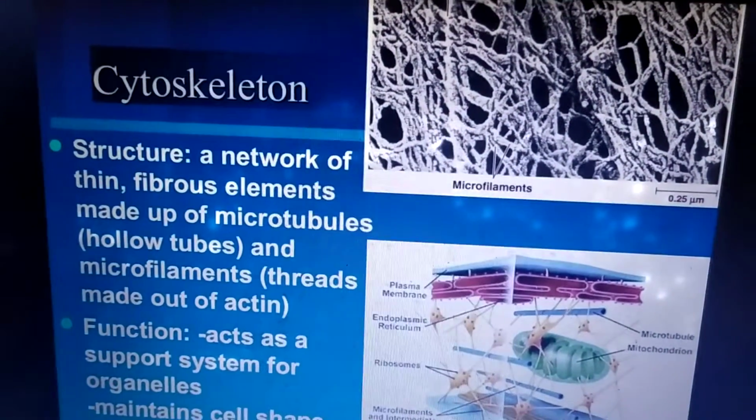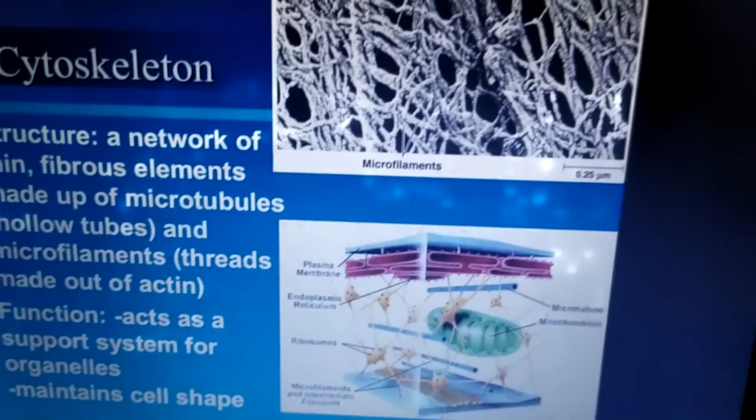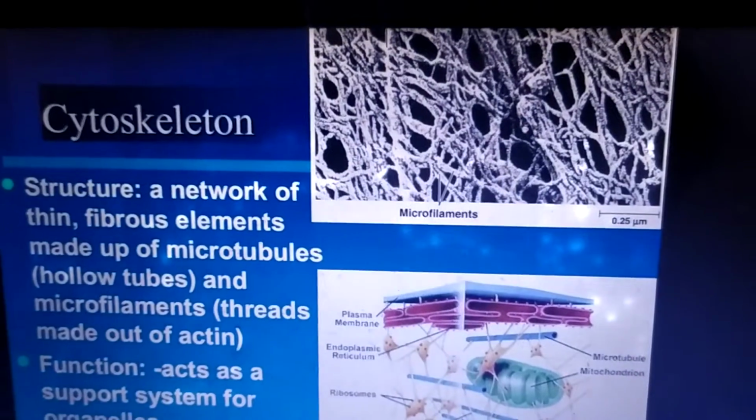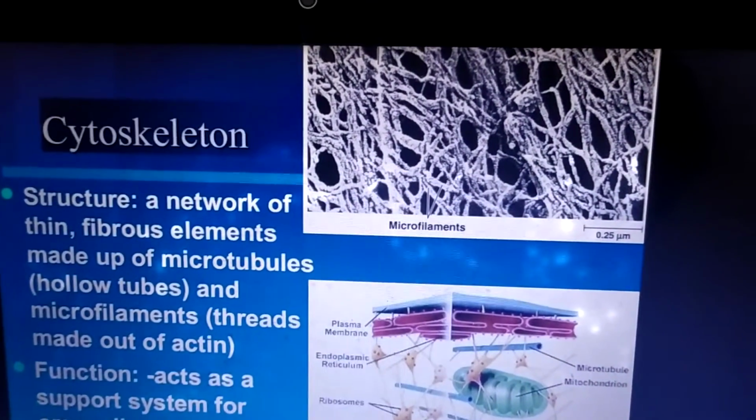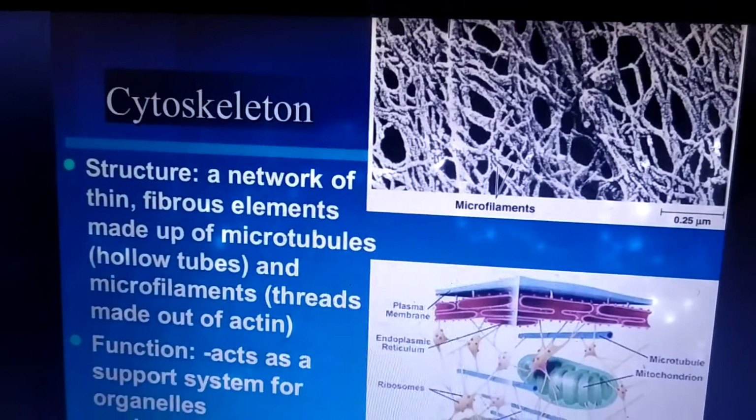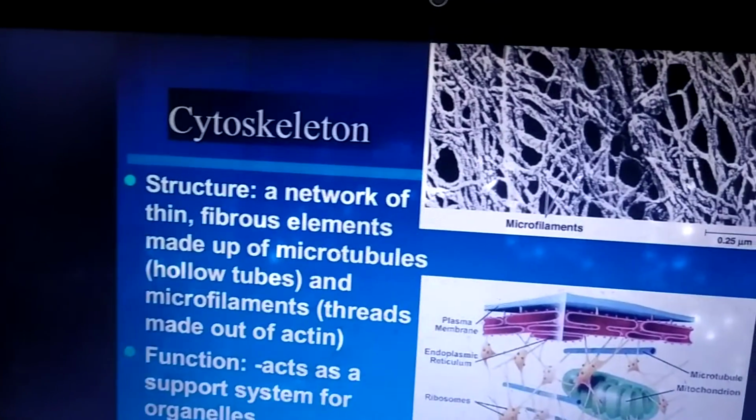What is the function of the cytoskeleton? It acts as a support system for the organelles. As you can see the structure of the cytoskeleton, like in the human body we have bones, the same is in the cell. You can consider the cell a living thing which has bones. That bone is known as the cytoskeleton, which holds the organelles.